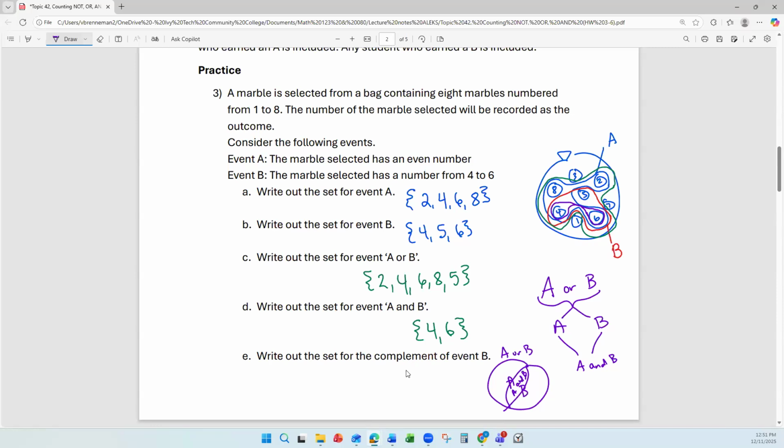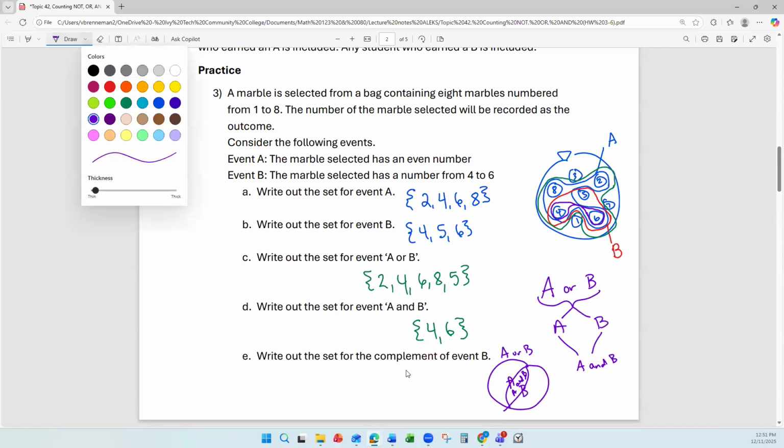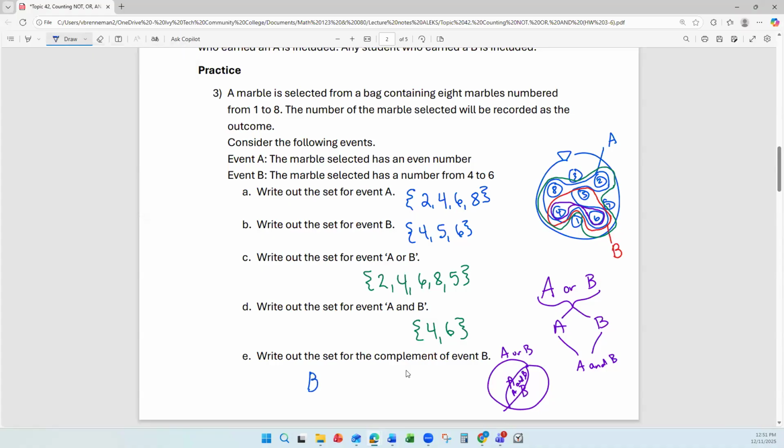The complement of event B would be everything that's outside of B. So that's going to be 1, 2, 3. 4 and 5 are in B, 6 in B, 7 and 8 are not in B. Okay.